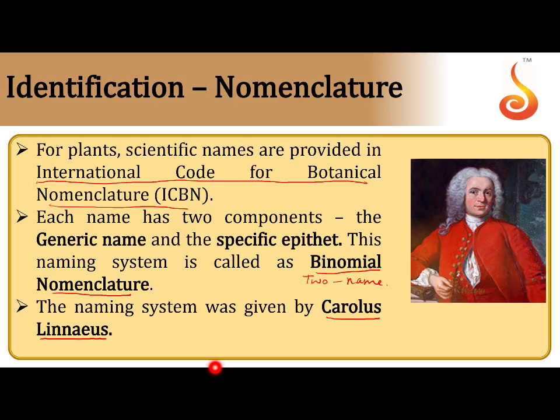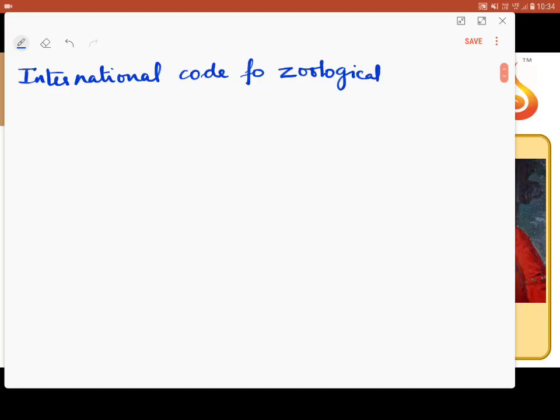And in case of zoology, it is coded by the International Code for Zoological Nomenclature. So, in short, it is ICZN. In this system, there are certain rules. Now, let us take an example to understand.